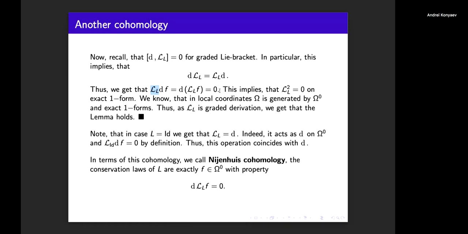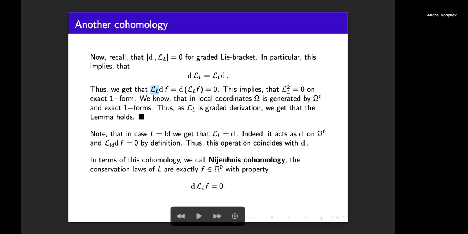So it vanishes on all the functions and on all the exact forms. It means that it vanishes on all the one forms, and it means that it vanishes on all the forms. Because of the graded derivation property, we have that this Lie derivative squared is zero. This Lie derivative defines the second cohomology for Nijenhuis operator L. And this cohomology lives on the differential forms, right? It transforms the differential forms.